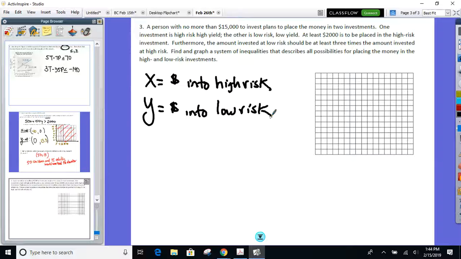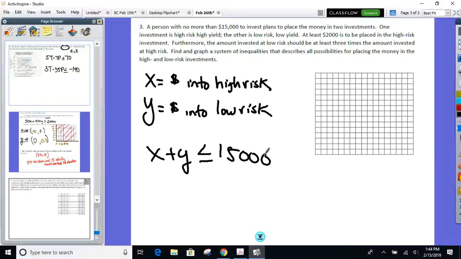Let's just come up with one of the inequalities. Okay, X plus Y, the total amount of money you put in, has to be no more than 15,000. What inequality symbol for no more? Less than, can I put the or equal to? It can be 15,000, just no more than that. So less than or equal to 15 grand. You got one of them down.